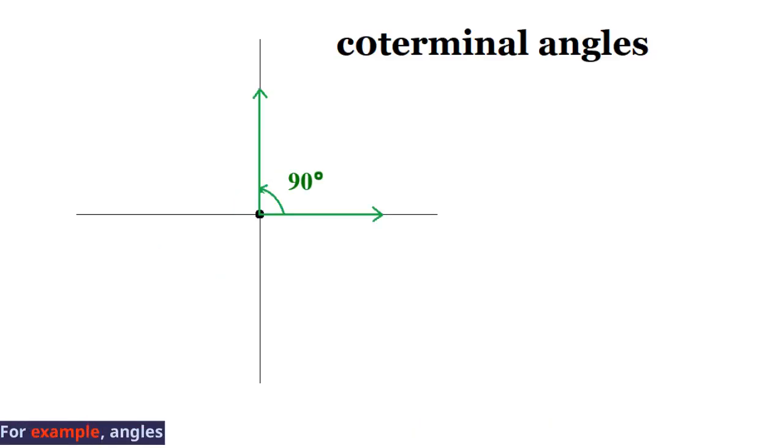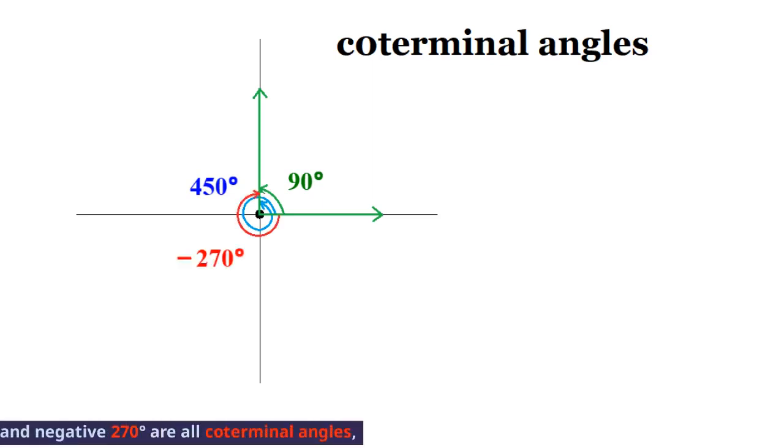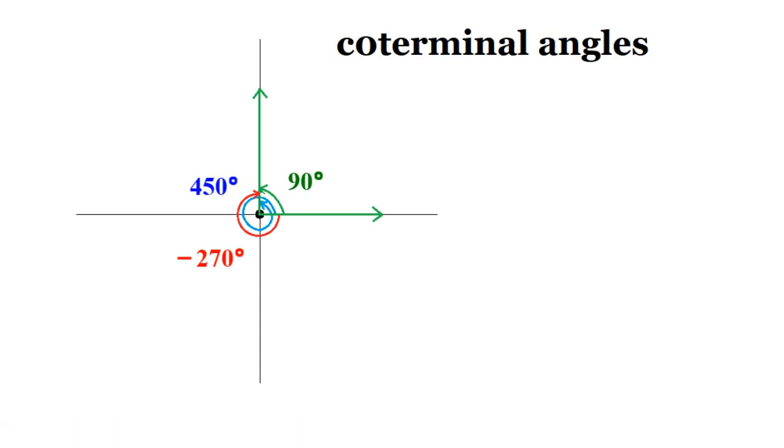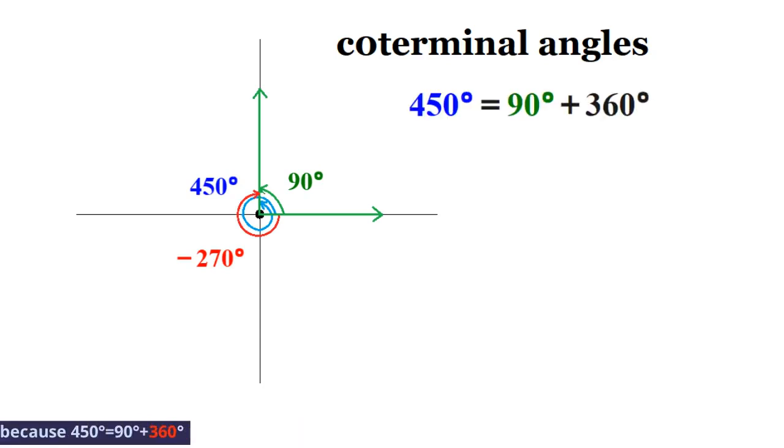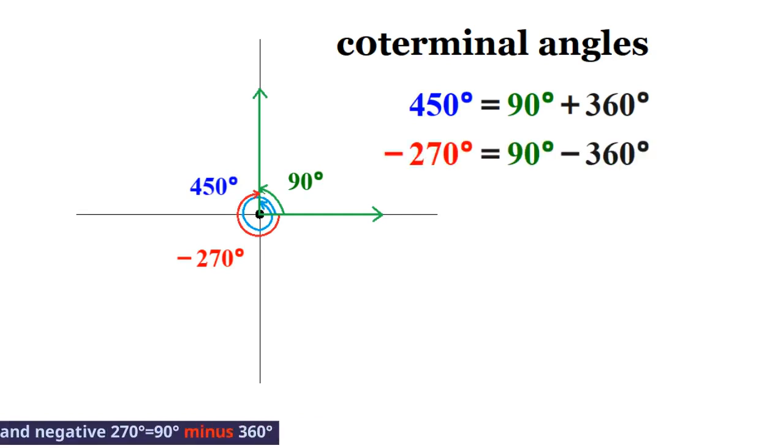For example, angles of 90 degrees, 450 degrees, and negative 270 degrees are all coterminal angles, because 450 degrees equals 90 degrees plus 360 degrees, and negative 270 degrees equals 90 degrees minus 360 degrees.